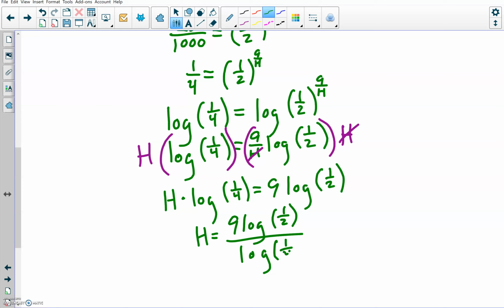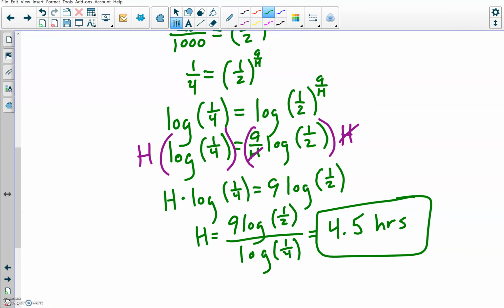You just put that into Desmos, 9 times the log of 1/2 divided by the log of 1/4, and you get exactly 4.5 hours. So logs, again, are very useful. Make sure that if you're ever solving for a power in an exponential, you use a log on both sides to get that power down so that you can work with it. And that's pretty much what you're going to be expected to do in these sections.